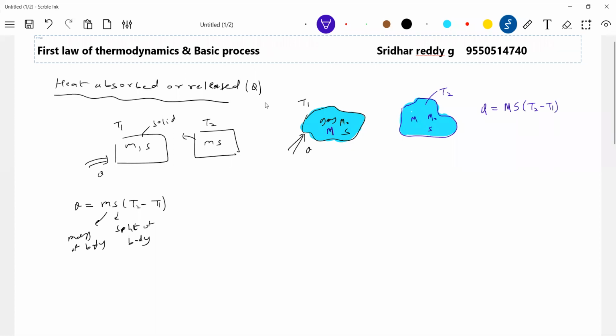Mass of gas is a very difficult quantity to express, so usually we prefer to express it in terms of number of moles. We know mass of gas equals number of moles into molecular mass. So further this will be n M naught S into T2 minus T1, with number of moles as it is. This M naught into S, I'll call molar heat capacity.